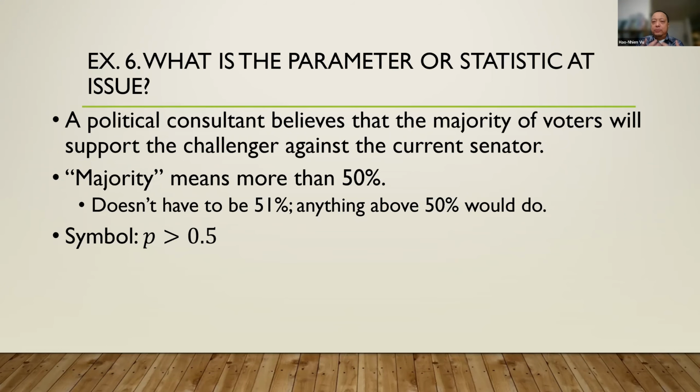The belief is about the voters, and they have not taken a survey of the voters. They're only speculating that maybe the majority thinks like that. The symbol is P, and they're thinking that P is greater than 0.5. Next example.